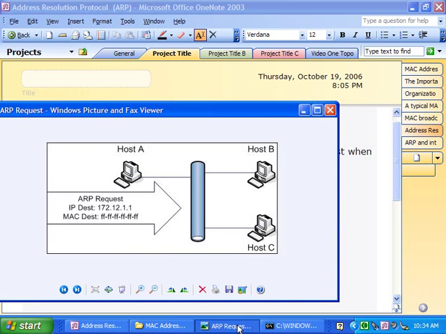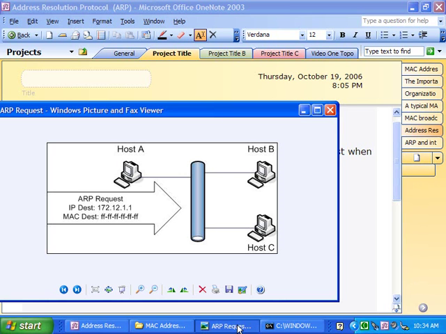So again, this is a layer 2 broadcast. It's going to have a MAC destination of all Fs. And every device on this segment is going to see it. And they will only respond to it if that IP destination of 172.12.1.1 is actually their IP address.